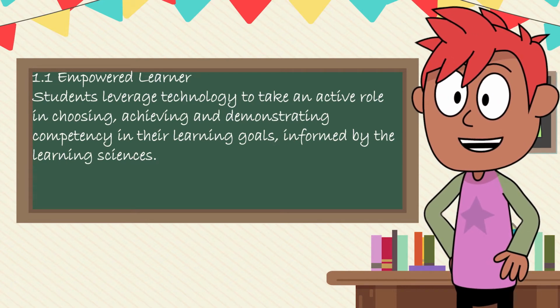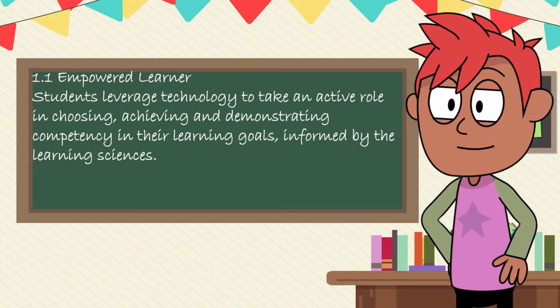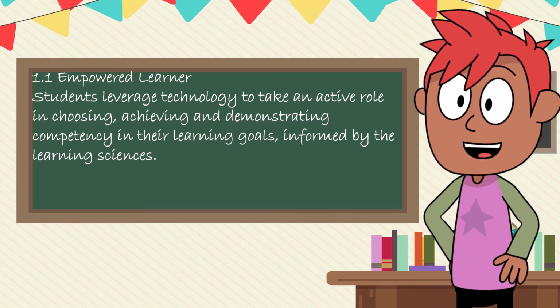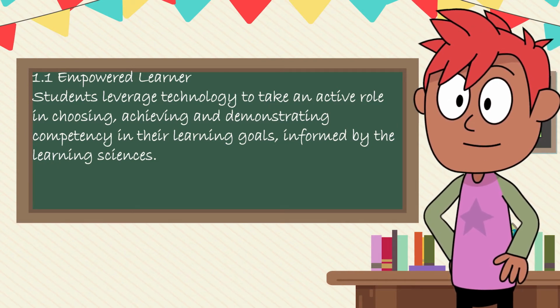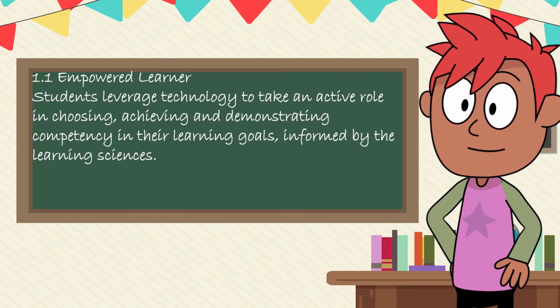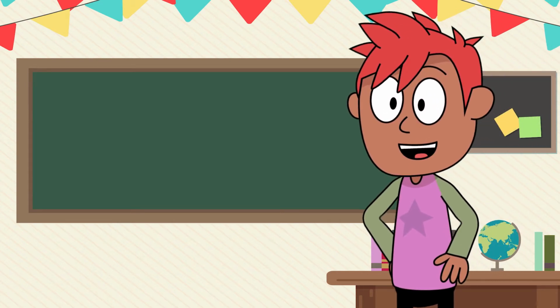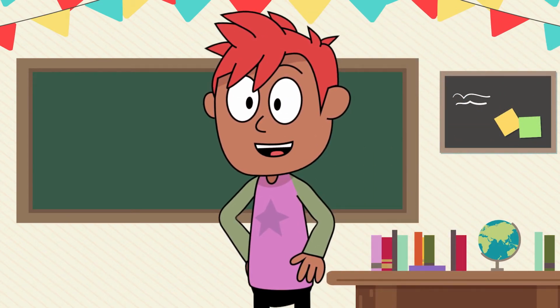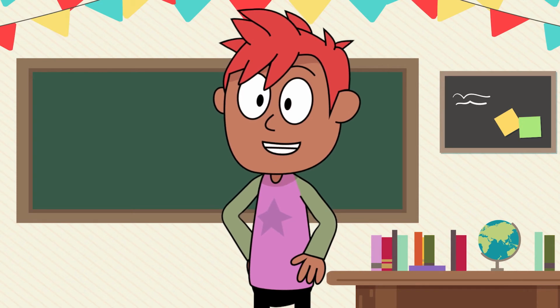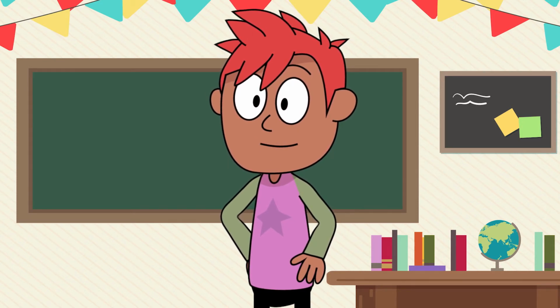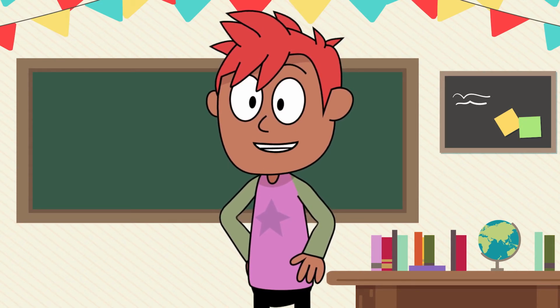Students leverage technology to take an active role in choosing, achieving, and demonstrating competency in their learning goals informed by the learning sciences. The objective for this standard is that students will be able to have an early concept of longitude and latitude in the world map, further strengthening their understanding of it. The technology kit that will be used for this lesson is a drone.